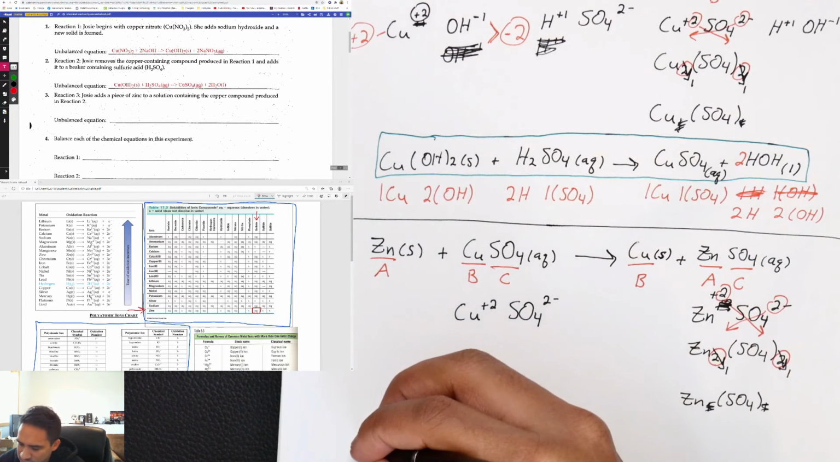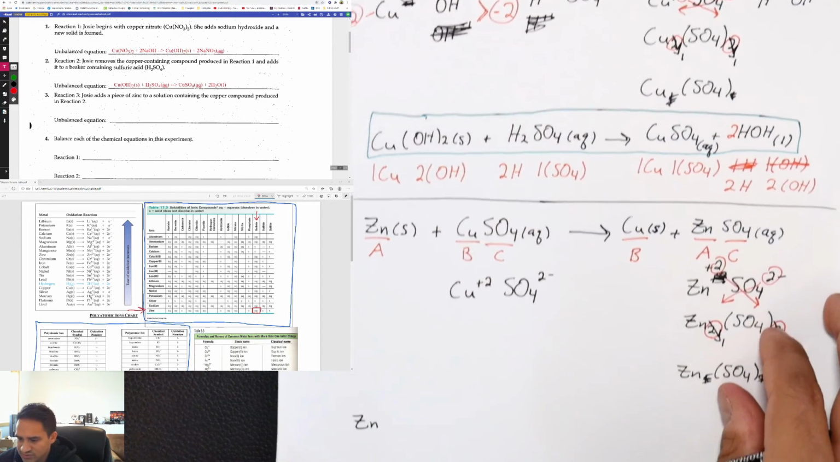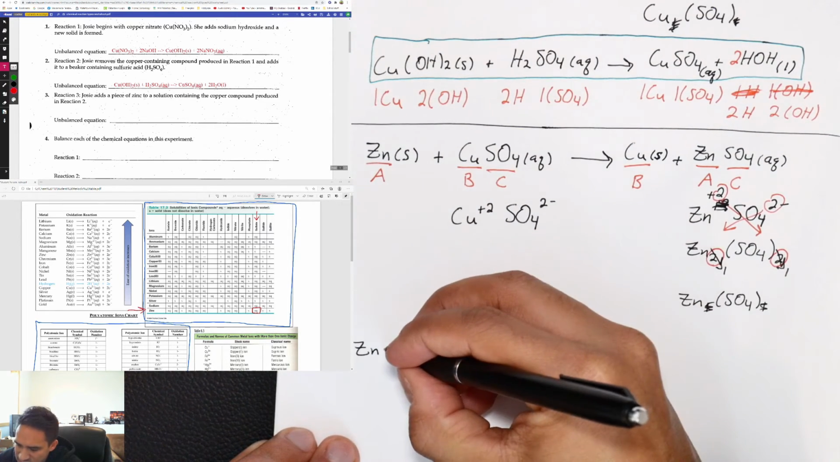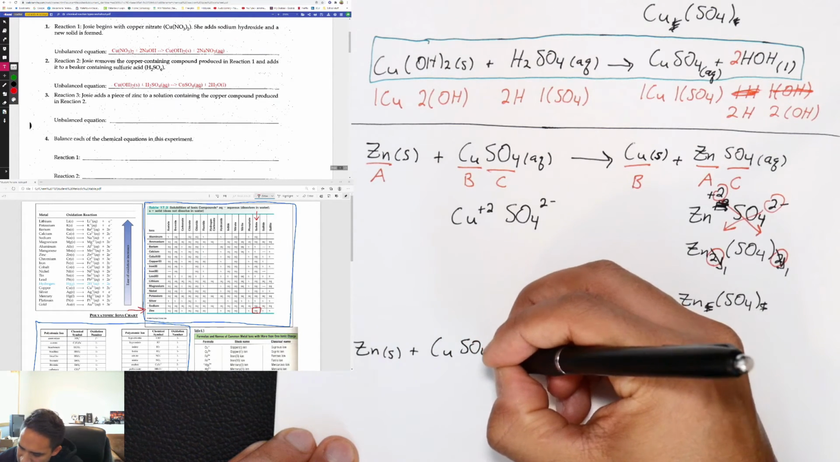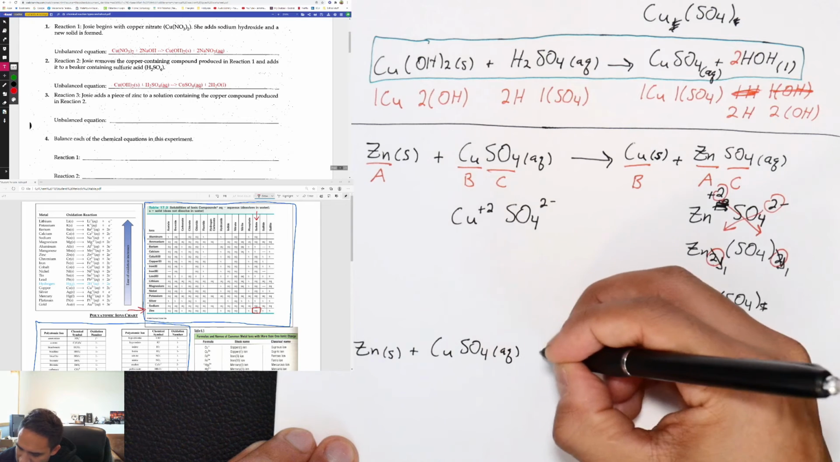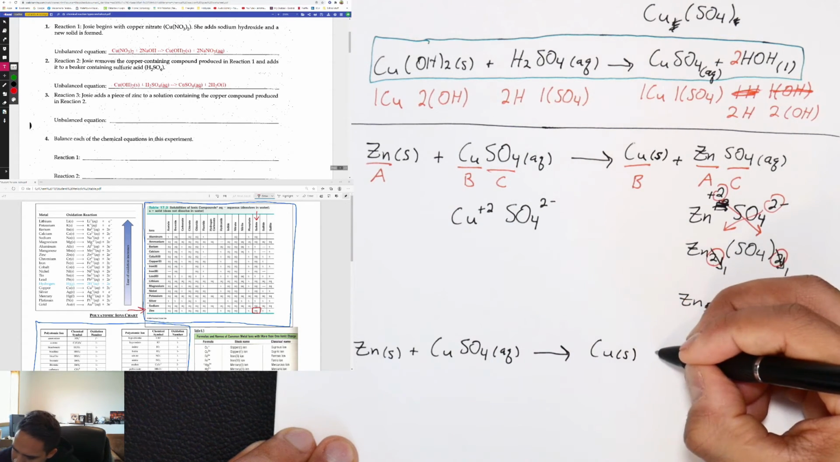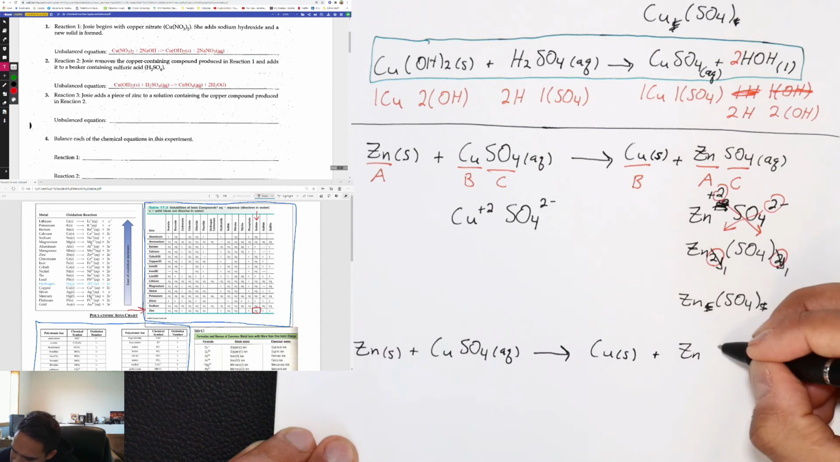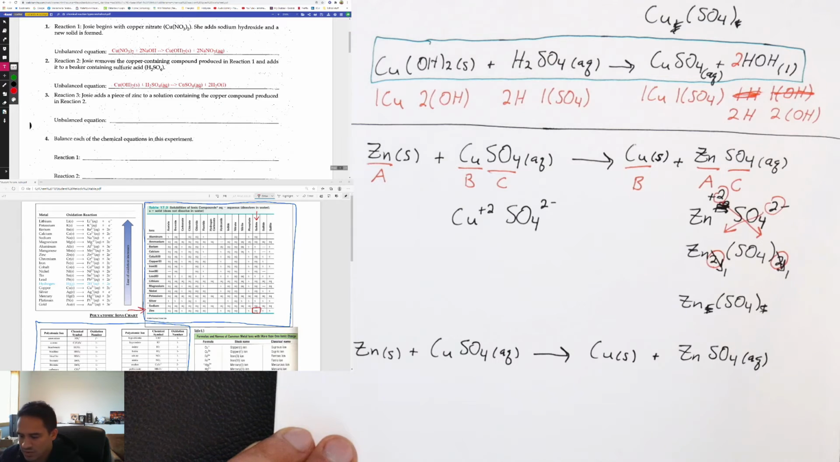All right, so this is our reaction. Let's rewrite this down below, just so we don't have all this junk in the way. So let me shift this up here so we can see this better. So zinc solid plus copper sulfate, which is aqueous, copper 2 sulfate, to be specific. And then we're going to have copper solid plus zinc sulfate, and that is aqueous.